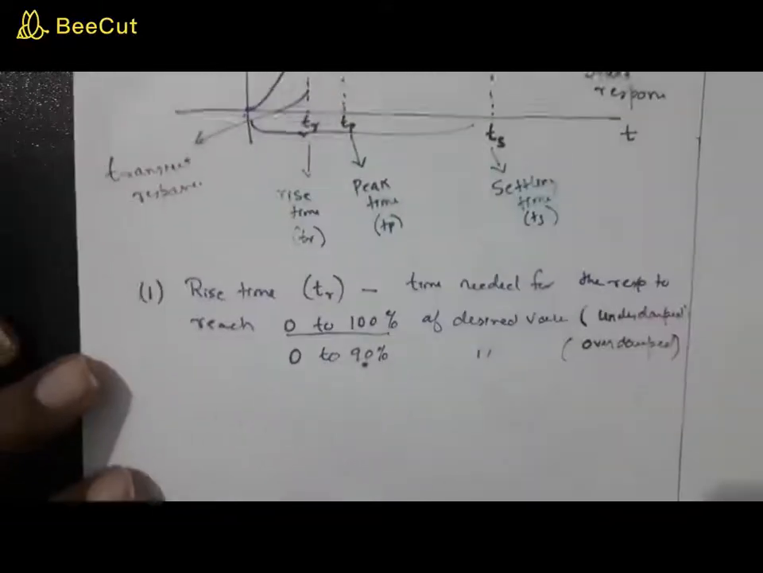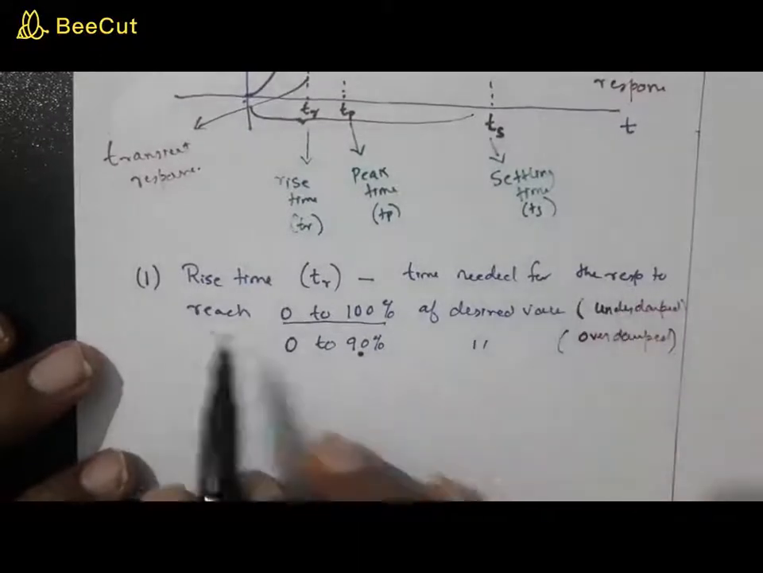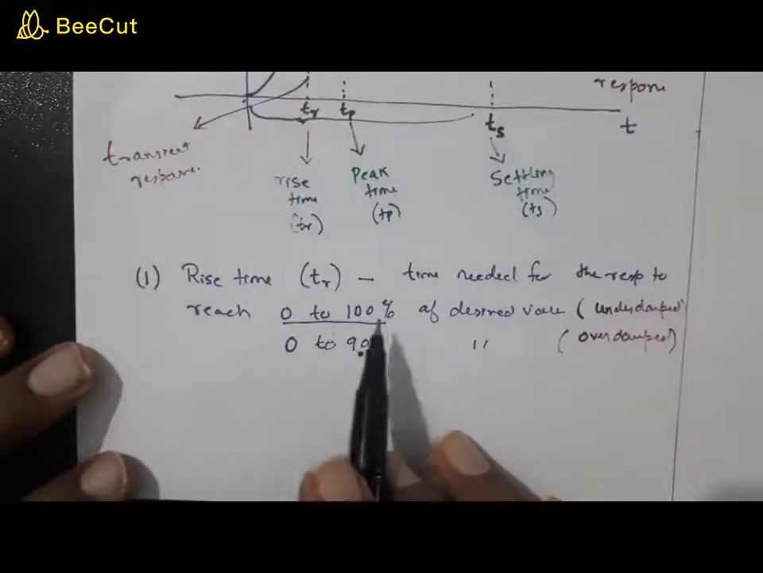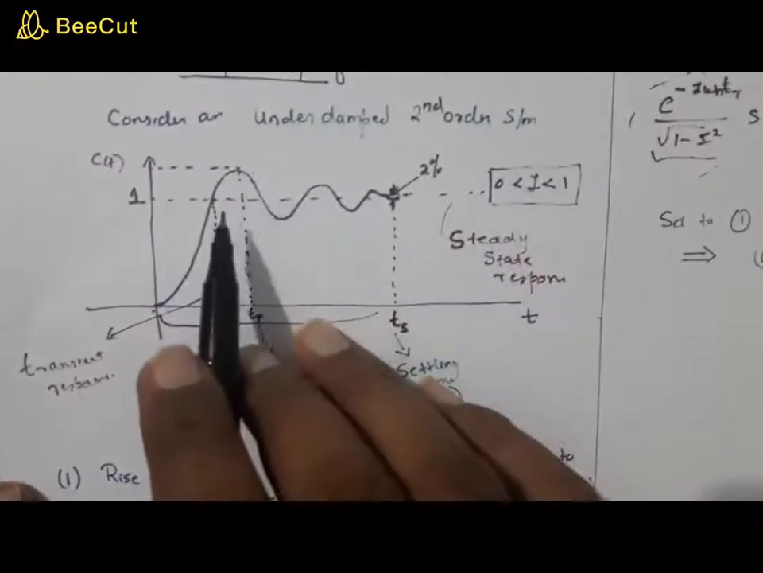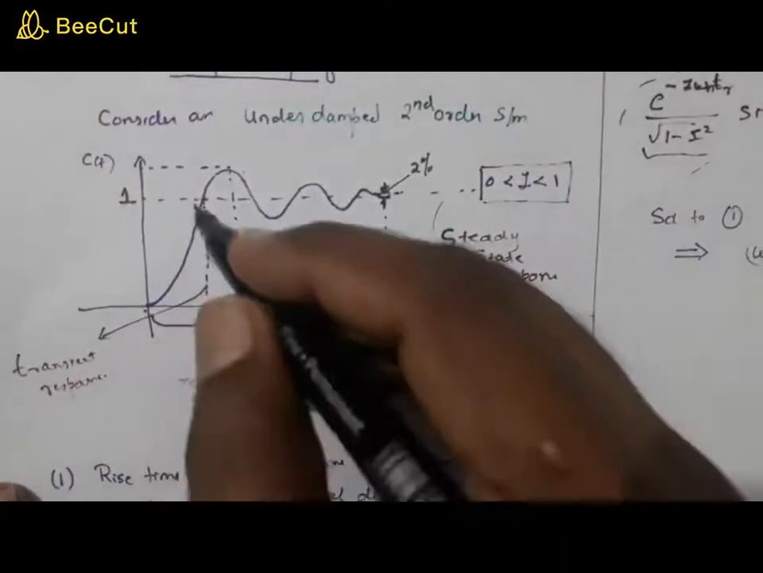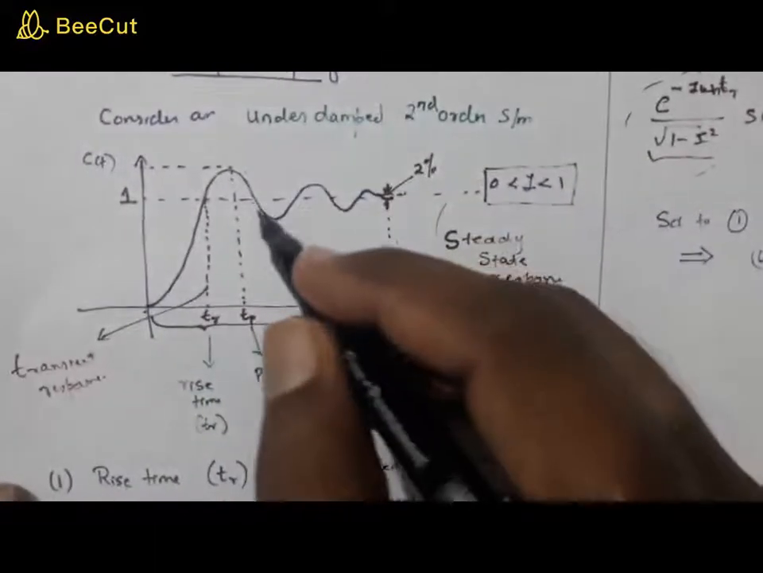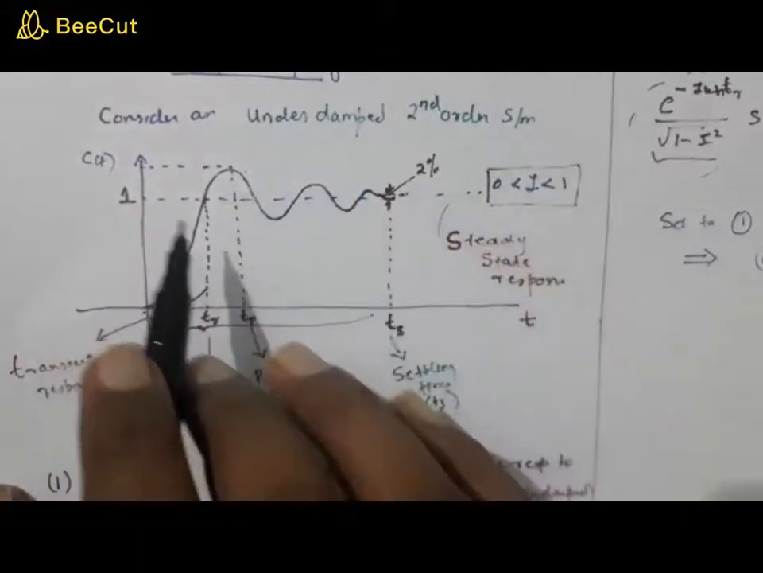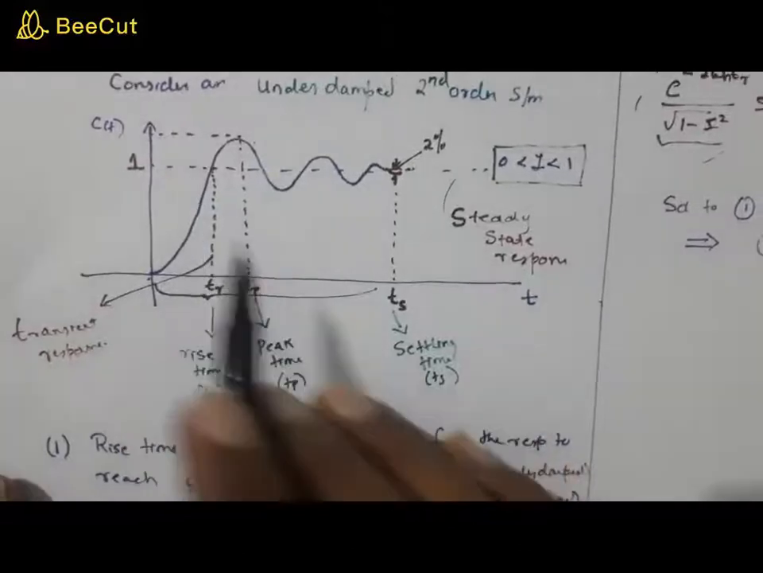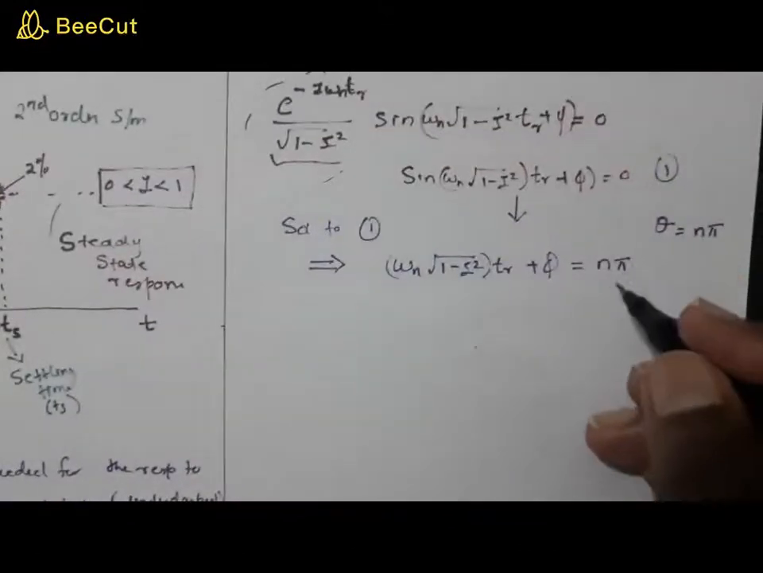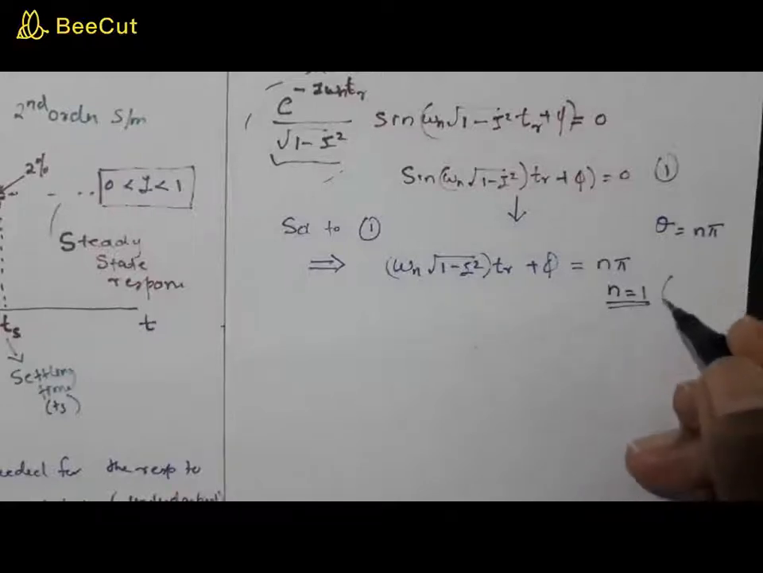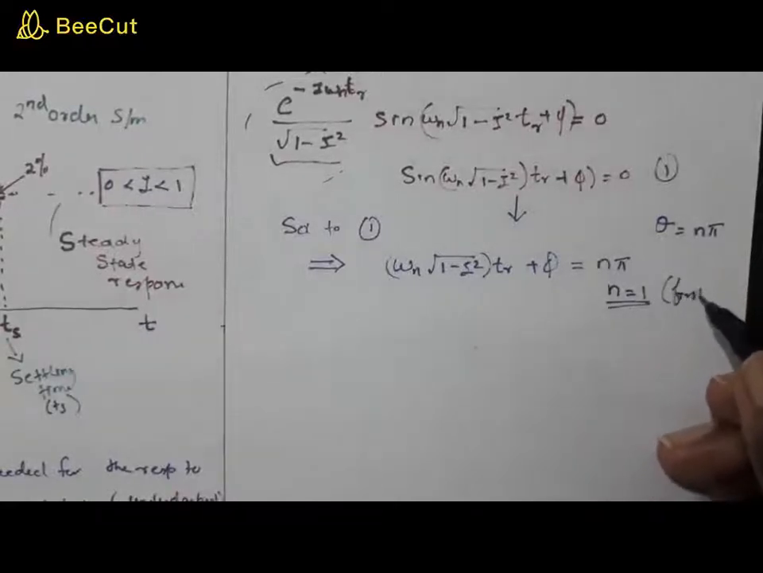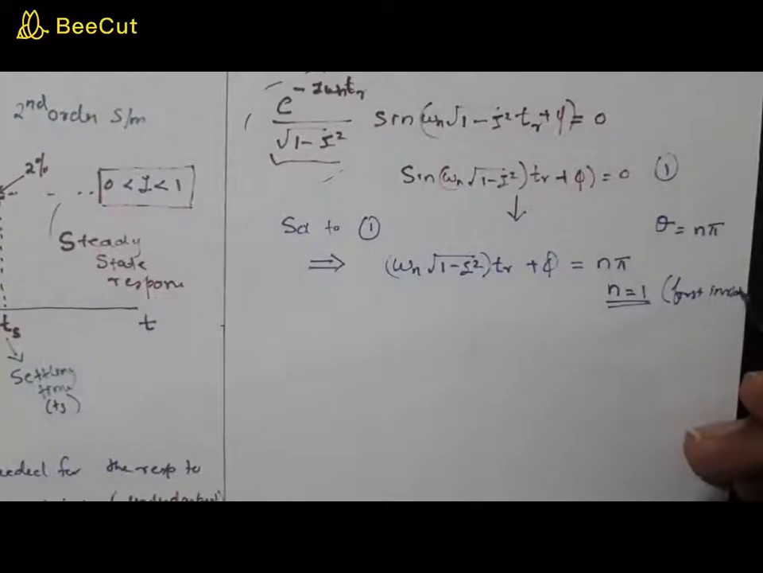Now, I told you that this rise time is the time needed for the response to reach 100% of the desired value at the first instant. There are a lot of times where the response reaches 1, so we are concerned only about the first instant. Since it is the first instant, we put n to be 1. This shows the first instant. Hope you understood. This is very important. You need it later on in our derivation.